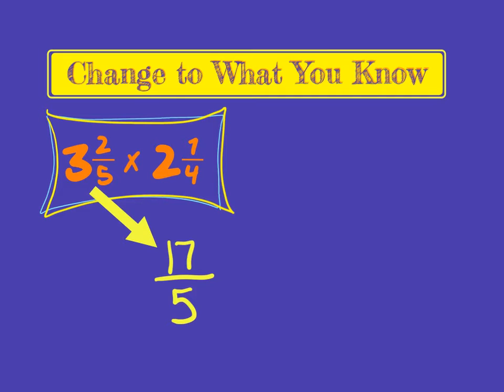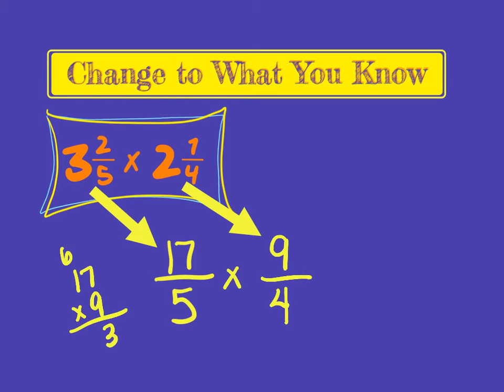My second problem, I'm going to be changing 2 1/4 to an improper fraction by multiplying 2 times 4 plus 1, giving me 9, and my denominator stays the same. And then I'm going to multiply across. I'm going to actually have to do a little bit of math. I'm going to be multiplying 17 times 9, which is going to give me 153. And I multiply my denominators, 5 times 4, which is going to give me a denominator of 20.